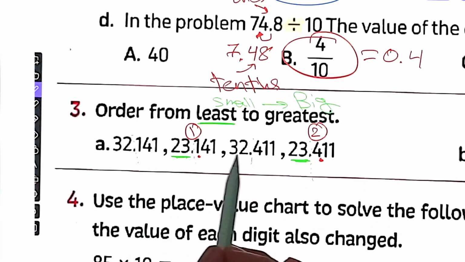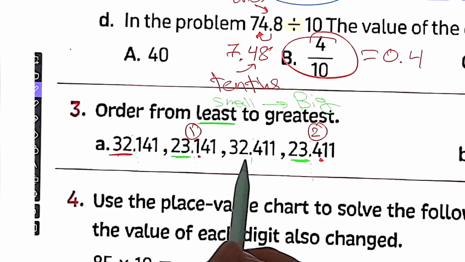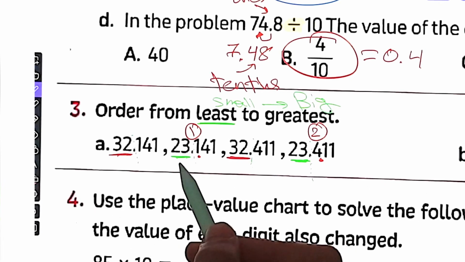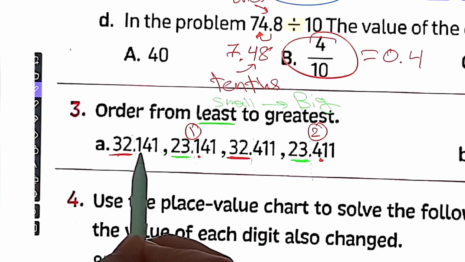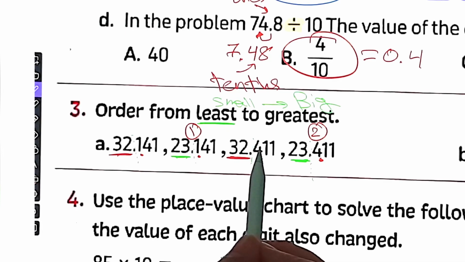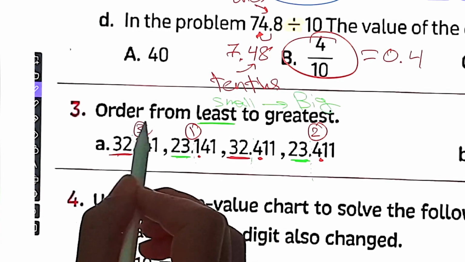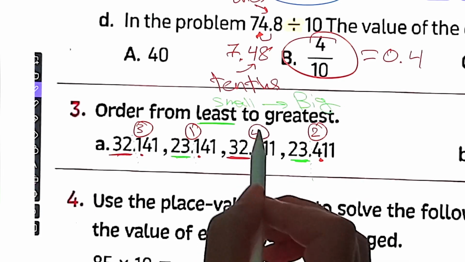Which one from these numbers will be number 3 and number 4? This 32 and this 32 also in the whole part. So let's compare the decimal part. The decimal here is 1. But the first digit in the decimal here is 4. Of course 4 is bigger than 1. So the smaller will be this number and the bigger will be this number.